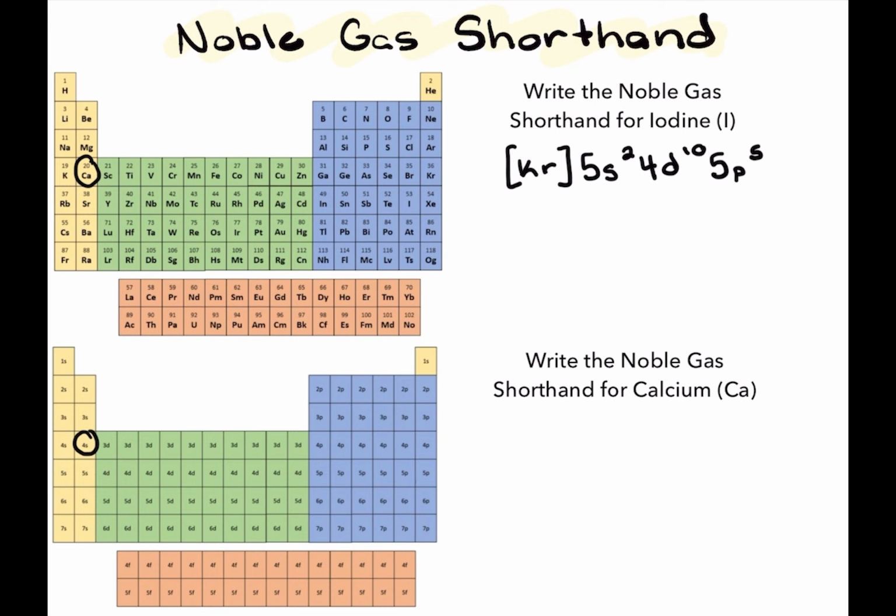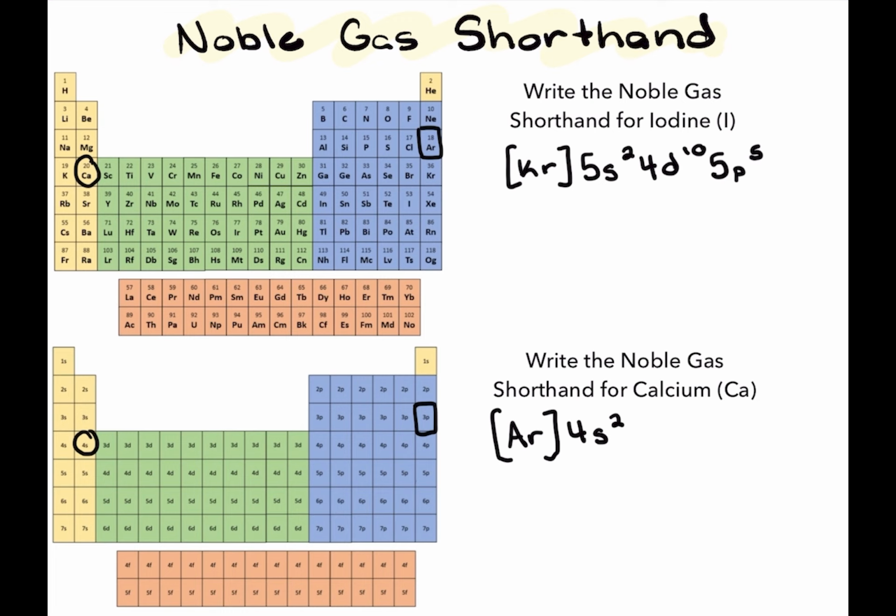So the noble gas before calcium is argon. Argon is located right here on both tables. And so again, to show that you have written in a condensed form argon, you're going to write brackets Ar. And then since it just fills the 4s orbital in the shell, in the fourth shell, then you're just writing that as 4s2.